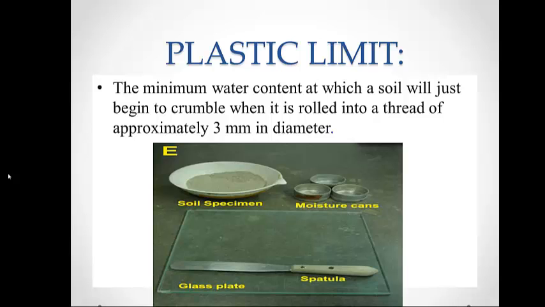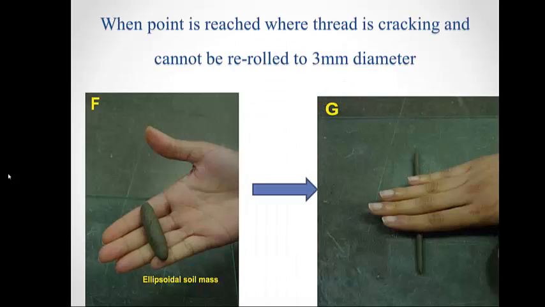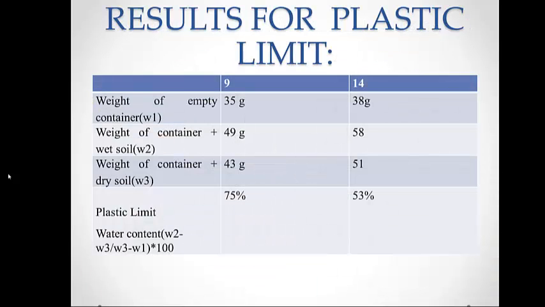The other Atterberg limit, that is plastic limit, as we all know, is the minimum water content at which a soil will just begin to crumble when it is rolled into a thread of approximately 3 mm in diameter. This gives the process of the sample preparation for the plastic limit test. These are the results that are obtained for the plastic limit test. The optimum water content that we got is 53%.